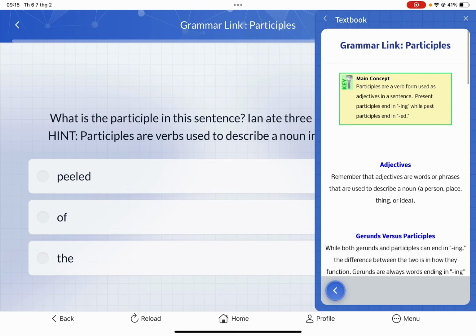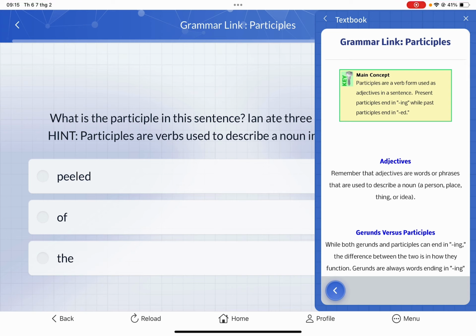Let's talk about using participles. Participles are basically a verb form used like an adjective in sentences. It's kind of like a verbal, you know. There are two types of participle that we mainly use: the present participle, which ends in ing, and the past participle, which ends in ed.